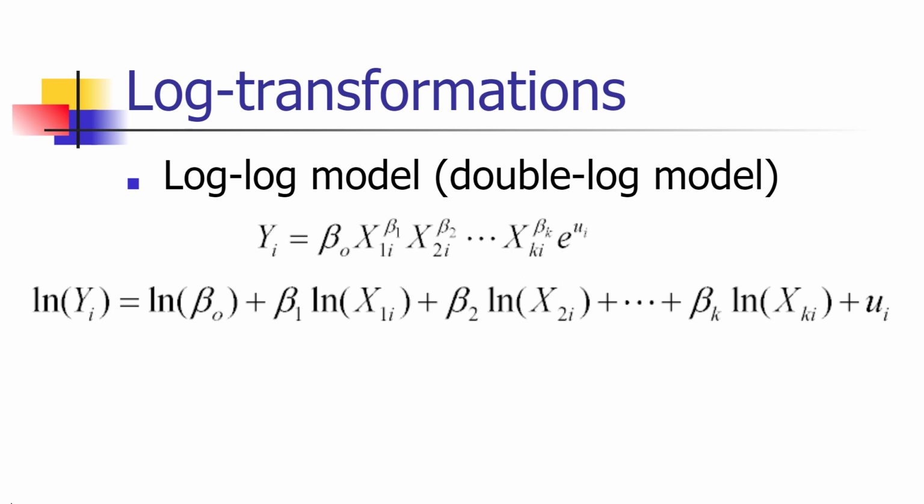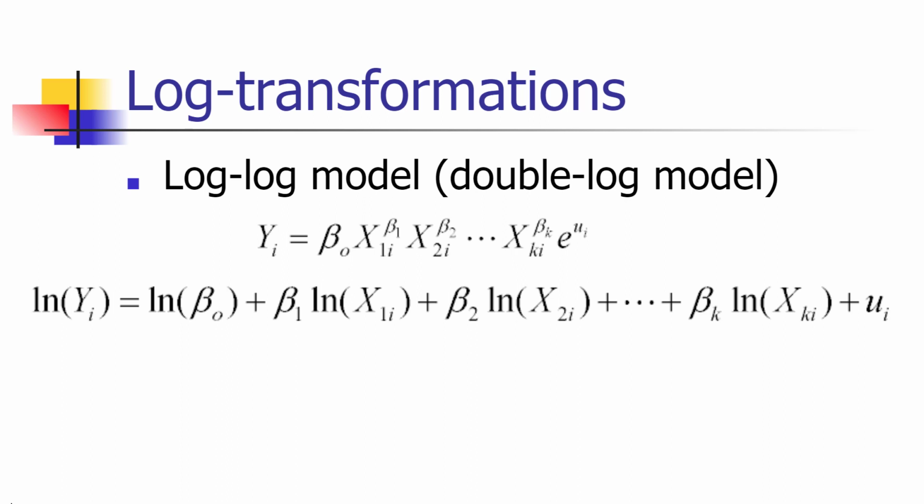When we take the natural log of y, that's going to be equal to the log of the product on the right-hand side. And the log of the first term is just the log of beta 0, and we add to that the log of the term x1 to the beta 1, but we know that that's equal to beta 1 times the natural log of x1, and so forth all the way through this equation.